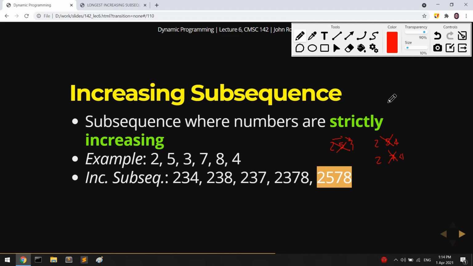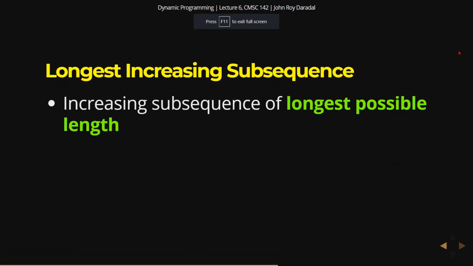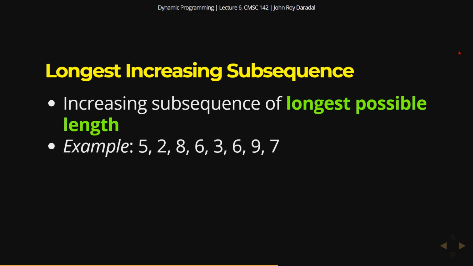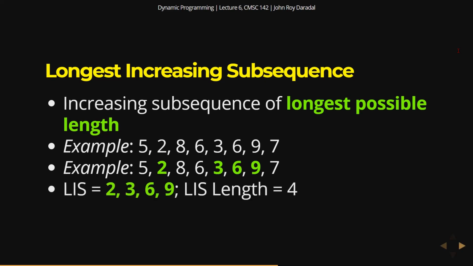So they are subsequences again, wherein the numbers are strictly increasing. So it's going up, up, up, up, and up. Okay, so that is the increasing subsequence. So for the longest increasing subsequence, you can imagine that you're just trying to look for the increasing subsequence of longest possible length. Okay, so for this one, for example, the longest possible increasing subsequence is 2369. Okay, 2369 with length 4.